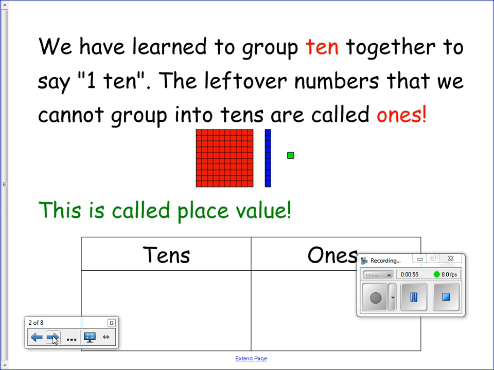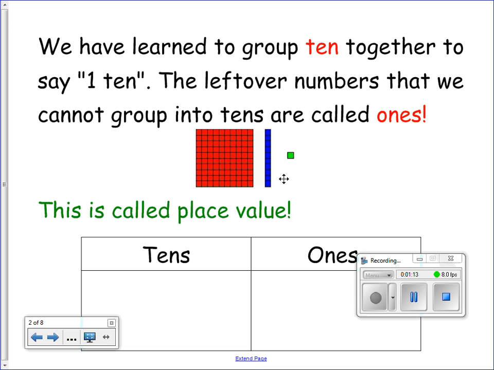We have learned to group 10 together to say 1 ten. The leftover numbers that we cannot group into tens are called ones. This is called place value. We've learned to talk about place value using an important math tool called base 10 blocks.